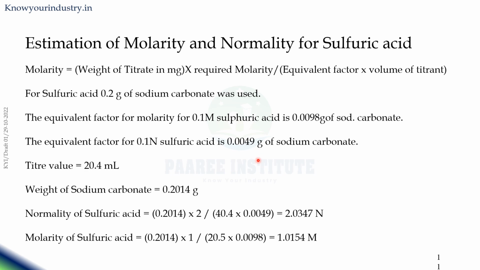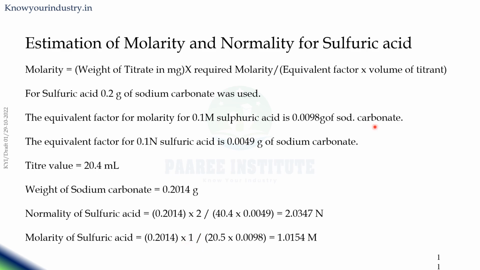In this particular slide, we are going to see some more examples for the estimation of molarity and normality. In case of sulfuric acid, how will you do? Here, in case of molarity, you have the required molarity in the calculation, and in case of normality, it will be the required normality. Other factors like the equivalent factor will come into the picture, where in case of normality it will be 2 and in case of molarity it will be 1.